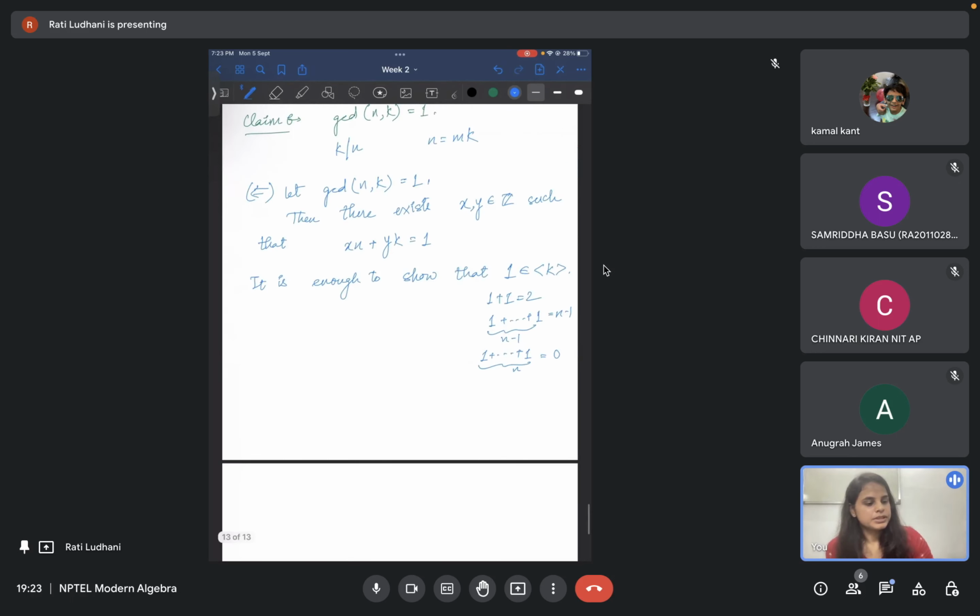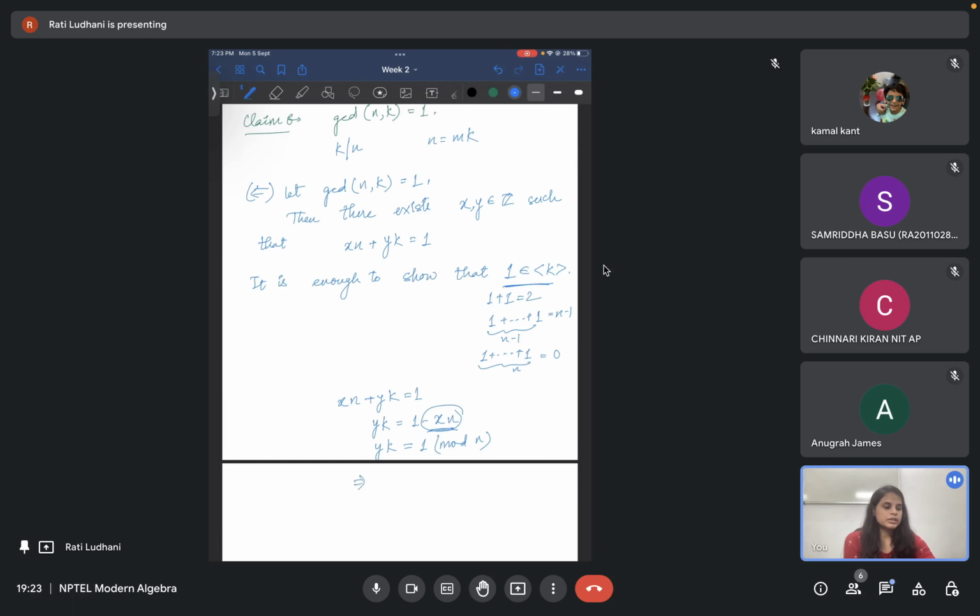Okay, so let's see if we can do that. You have xn plus yk is equal to 1. Now if you want to say that 1 is there, then you have to write 1 as a multiple of k with mod n. You have mod n always. So you have yk is equal to 1 minus xn, and you can write yk is equal to 1 mod n, because if you go mod n, this is just a multiple of n, so it will become 0. So you have just 1. So yk is equal to 1 mod n.